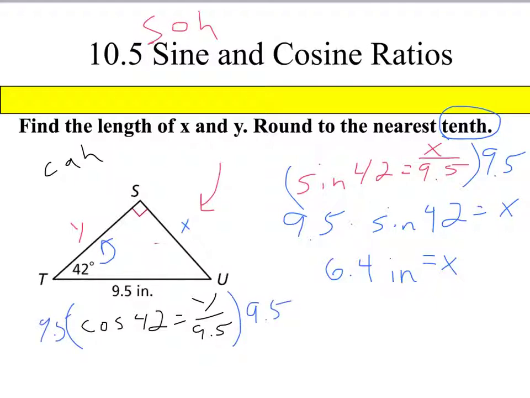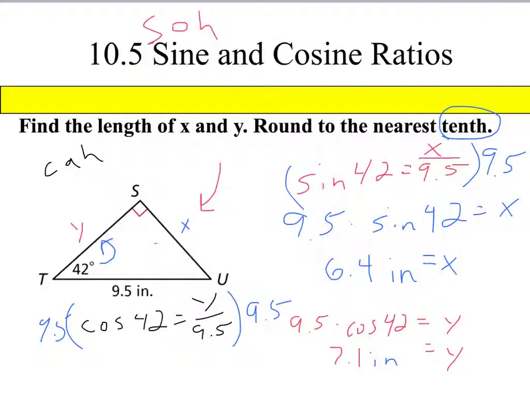And this tells me 9.5 times the cosine of 42 is equal to y. So y is equal to what? Say it out loud. 7.1. Don't forget your inches. 7.1 inches. Excellent.